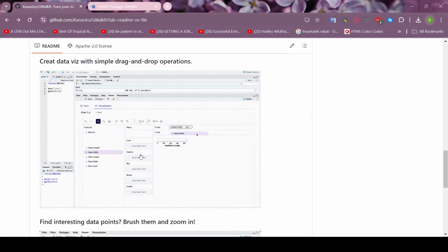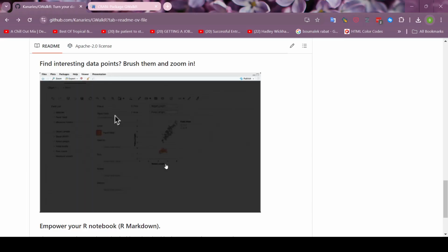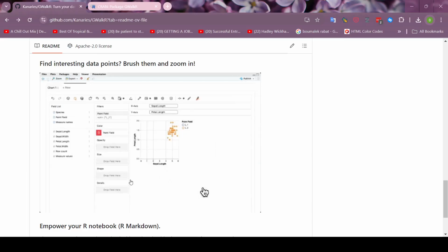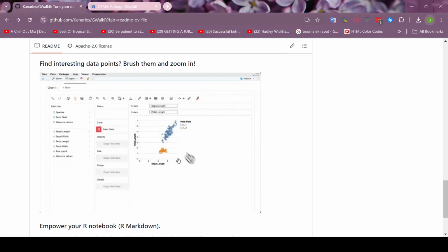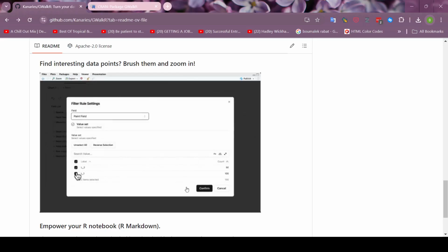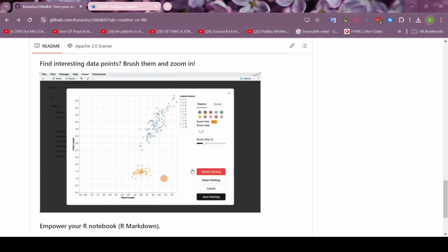As you can see here, this is a demo by the creators of this package, where they show you how it is in action. Basically, just click and drag and drop. That's it. Other cool things you can do when you're visualizing is brush over specific points of interest. You can see they're brushing some points orange, just to highlight them.